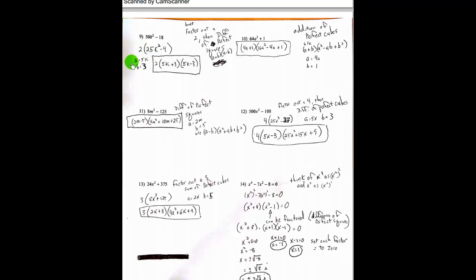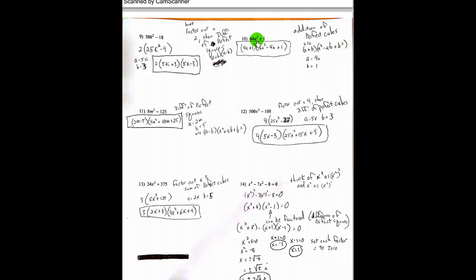What we did was we set a equal to 5x and b equal to 3. For number 10, you're going to use the addition of perfect cubes. And in this case, you know that you're going to use the general factoring of, if you have a cubed plus b cubed, that becomes a plus b times the quantity a squared minus ab plus b squared.